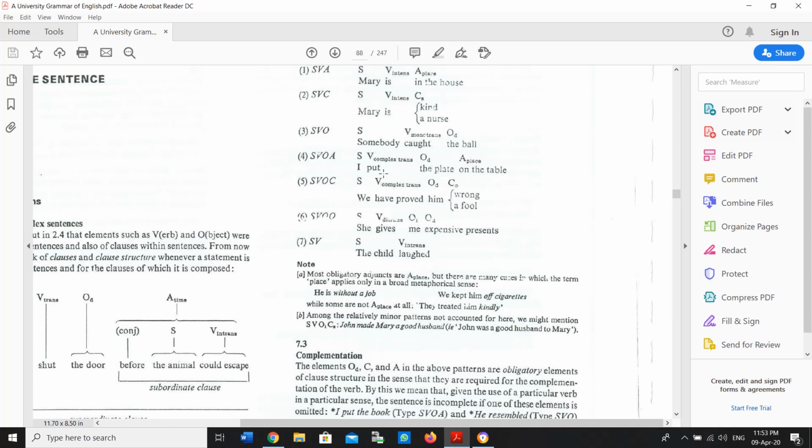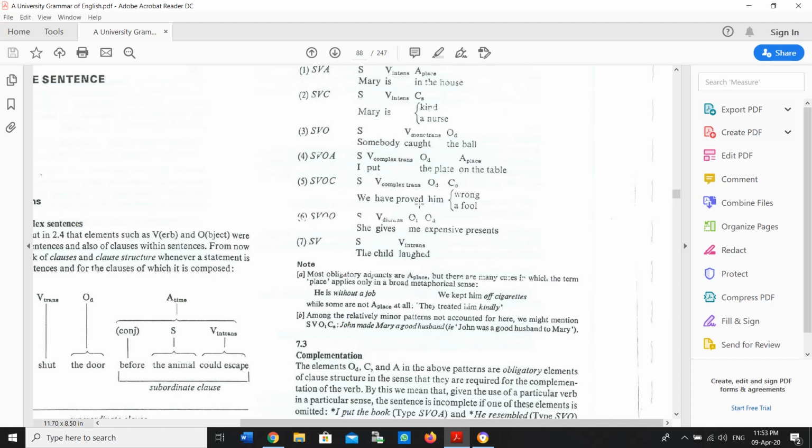These types, of course, will be different from the previous type. So if I said, "we have proved him a fool." Who is a fool? Him. So this complement refers back to the object. So it is an object complement. "They elected him the president." "They elected him a president."